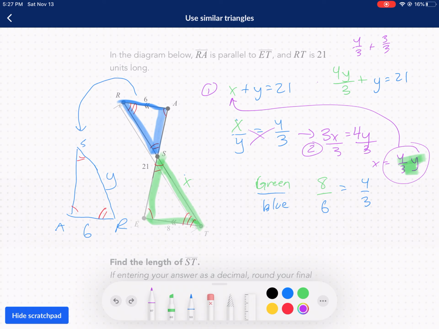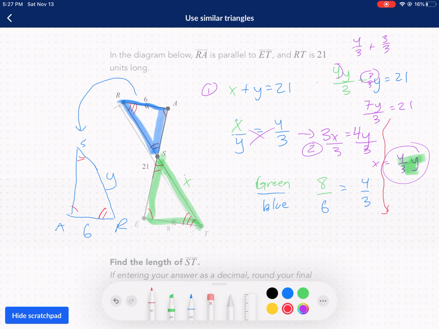But I'm guessing most people are going to want me to change this to 3 over 3y. It's the same value as 1y. And then I can add these two together, and I get 7y over 3. Keep the denominator the same, add the numerators, 4 plus 3, and that's equal to 21. Okay, I'm going to have to erase some space here. I'm just going to go arrow, just so you can see all my work still.